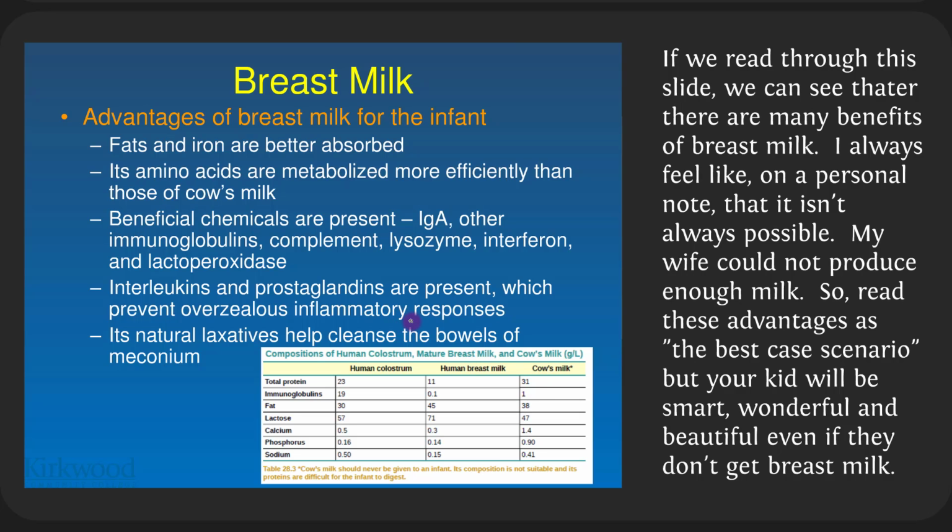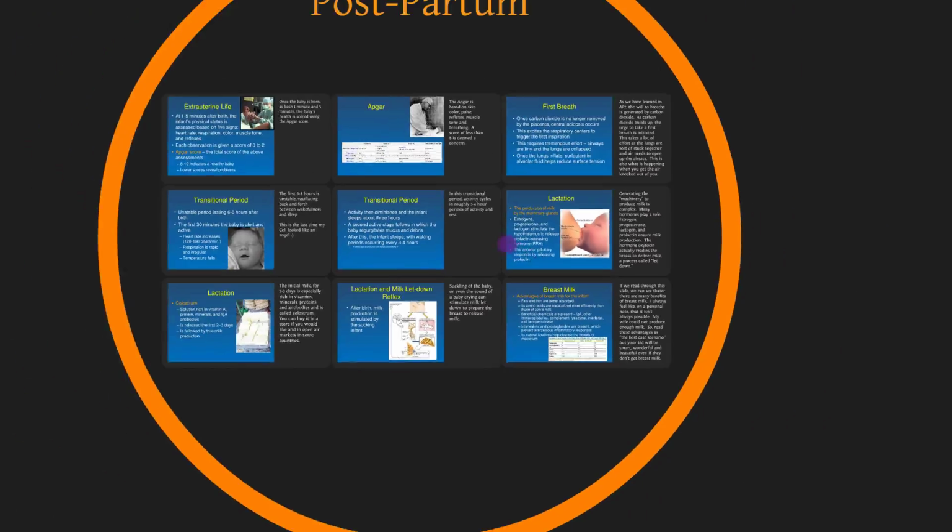I always feel like I should caution this: on a personal note, it isn't always possible to breastfeed. My wife couldn't produce enough milk. It was a very difficult couple of days because Ella, our first child, continued to lose weight and wasn't getting enough food, and so was basically crying all the time. So we eventually had to move over to formula. So as you read these advantages, realize they're the best case scenario. But if it doesn't happen for you, your kid's going to be smart, wonderful, and beautiful, even if they don't get breast milk.